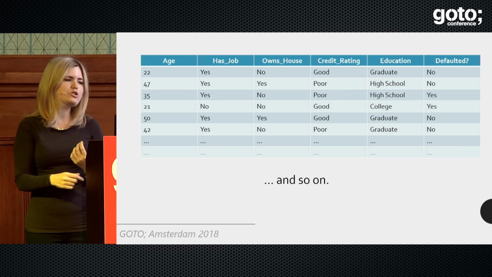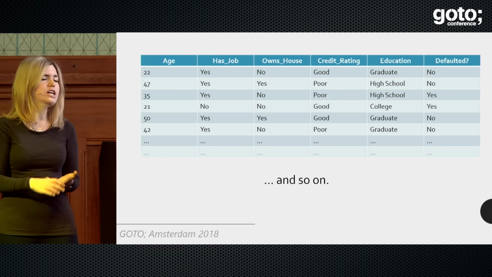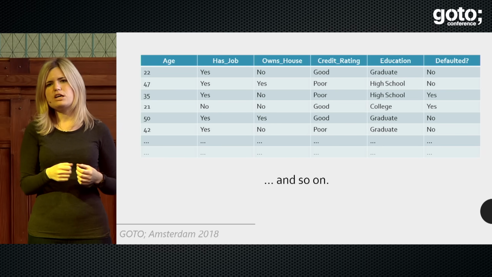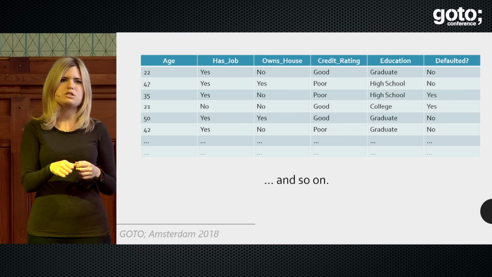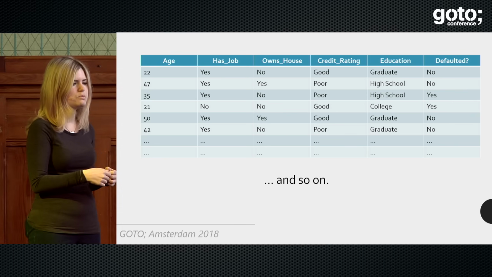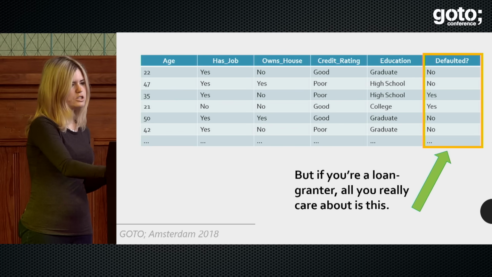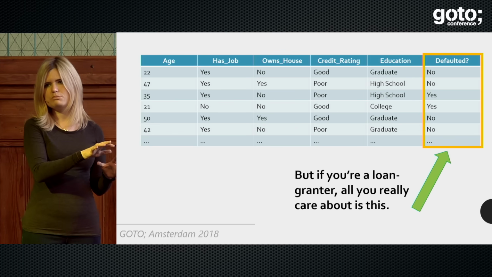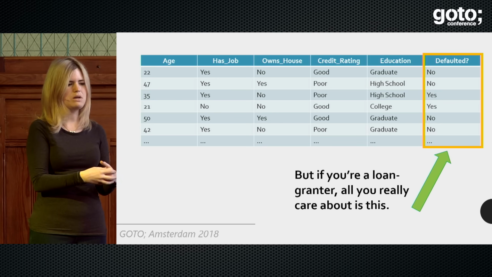So it has their age, whether or not they have a job, whether or not they own a house, their credit rating, their education, and then whether or not they defaulted on a loan. So whether or not they paid you back the money that they were supposed to when they were supposed to. But if you're my boss and you're the head of a bank, all you really care about is that last column, right? Like, did that person pay me back or not when I loaned them money?